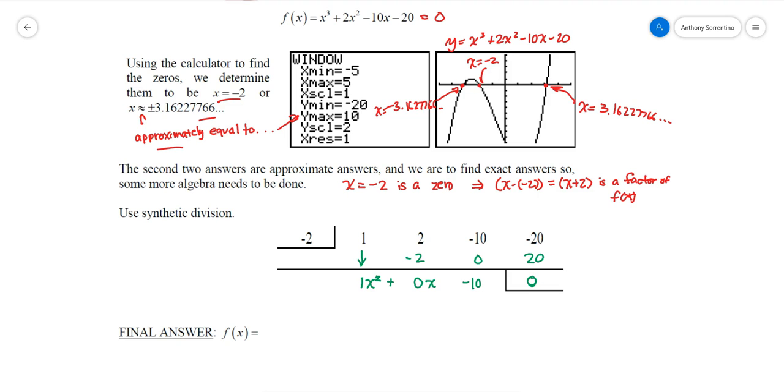So obviously when I rewrite this, I don't have to write the 0x. I can get rid of that as part of my solution. So now I know that f of x, originally written like this, can be rewritten as x plus 2, because that's what gave me the negative 2 as a 0, times x squared minus 10. And I'm trying to set that equal to 0.